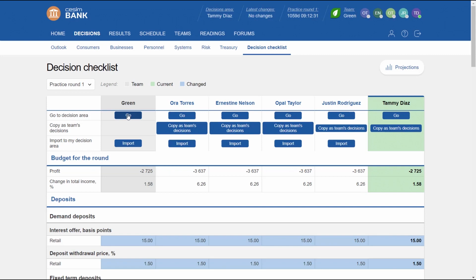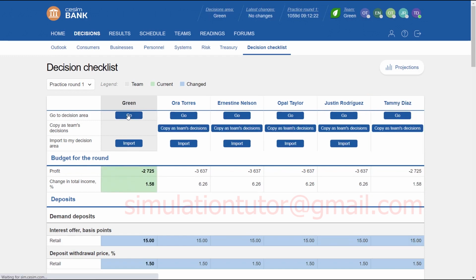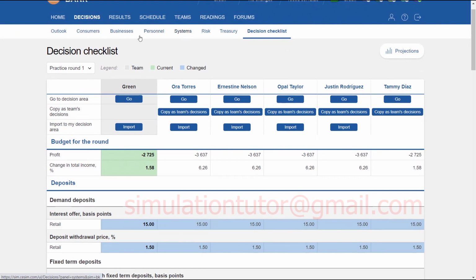Now that we copied Tammy's decisions here, we could still say that those were quite good, but we want to make a few changes. So I click Go here, and then I can make any changes in any of these pages, and those will be recorded directly in the team column. So at the time of the deadline, we may have 6 different sets of decisions in a team of 5, which means that each individual has made their own, and 1 set of decisions we have modified for the entire team.